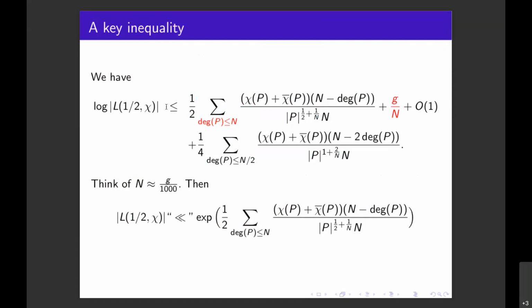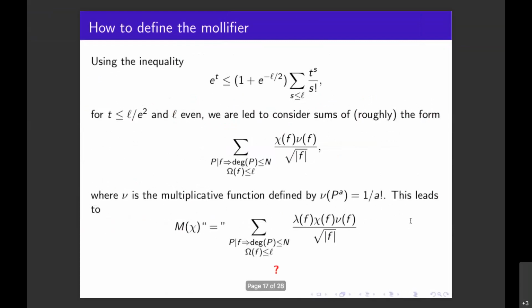Then we upper bound, and I put this in quotes because it's not quite true, the absolute value of the L function by the exponential of this sum over primes. So now we think of this as the sum over primes, but really we want to have a Dirichlet series. So what we want to do is to truncate the Taylor series of this exponential. So we use this inequality for the exponential. We upper bound the exponential in terms of a truncated Taylor series.